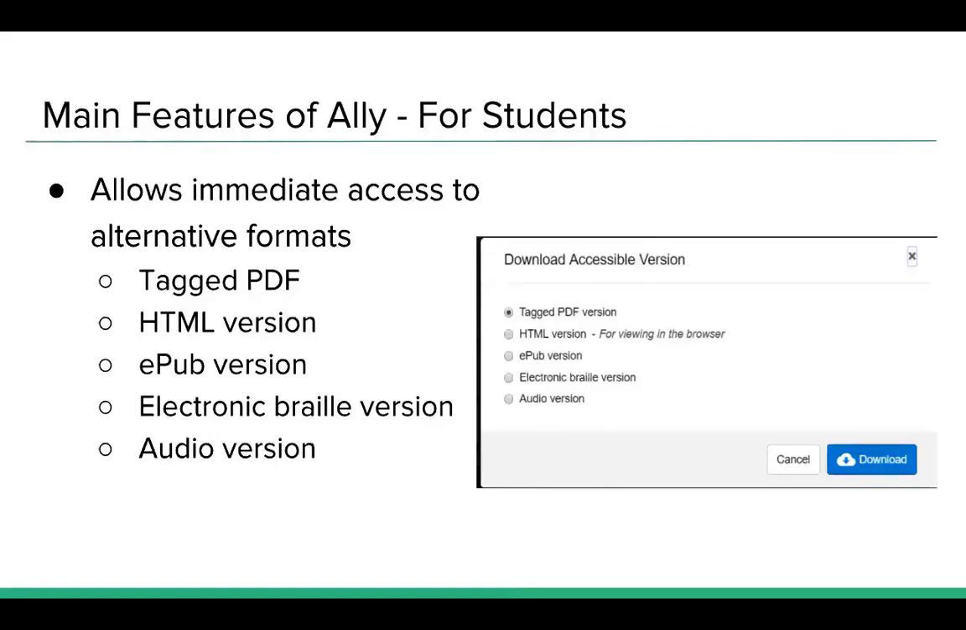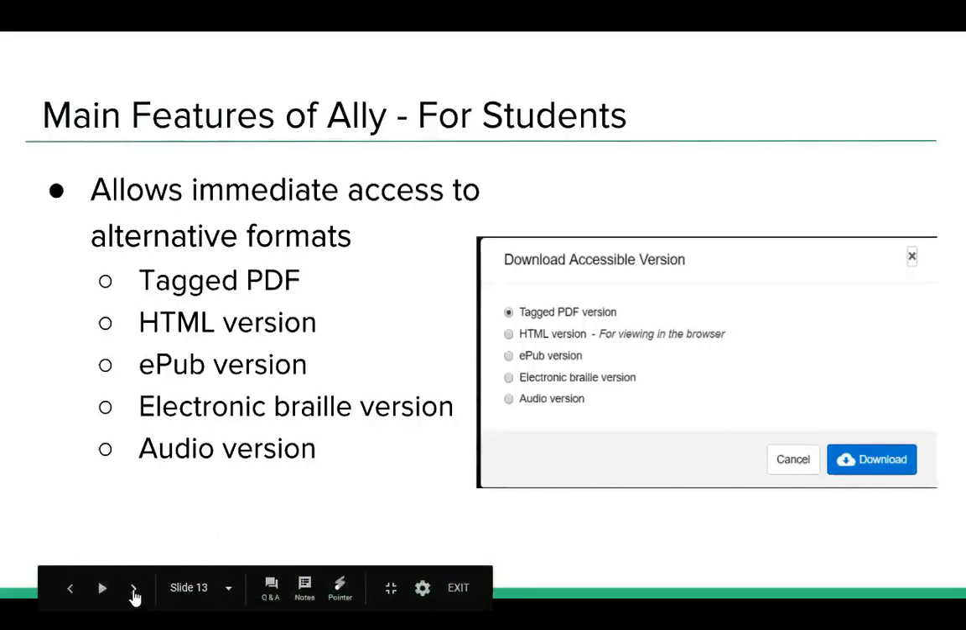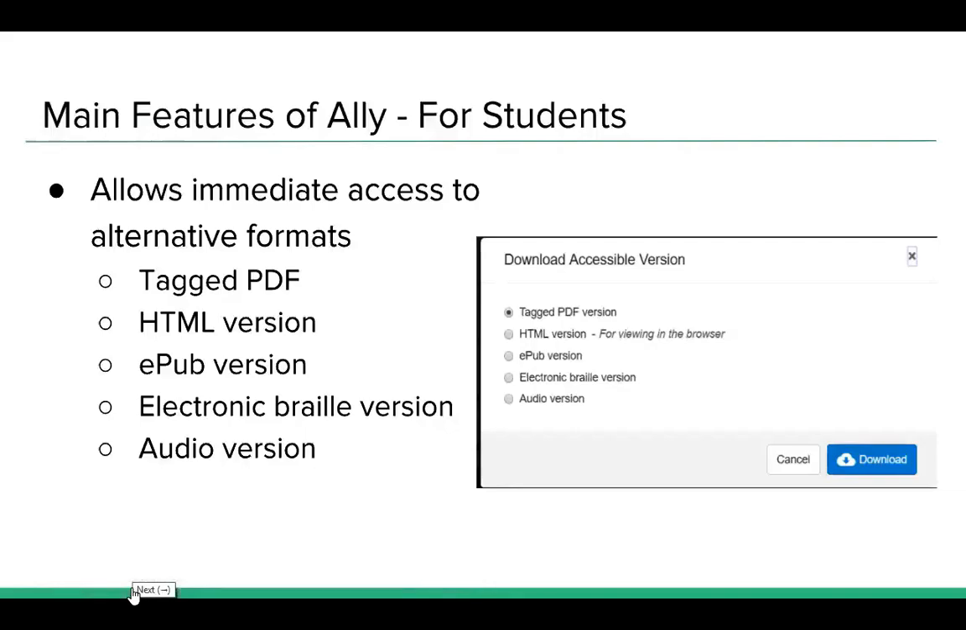Let's say that Word document we saw that wasn't accessible, they can, in two clicks, access and download accessible versions that are different than the document that's there. They can download a tagged PDF, an HTML version, an EPUB version, even an electronic braille version, how cool is that, or an audio version. We're going to play around with that in a little while as well. But that just lets them have immediate access. They're not waiting for you to send an email to say, ooh, I can't access this.